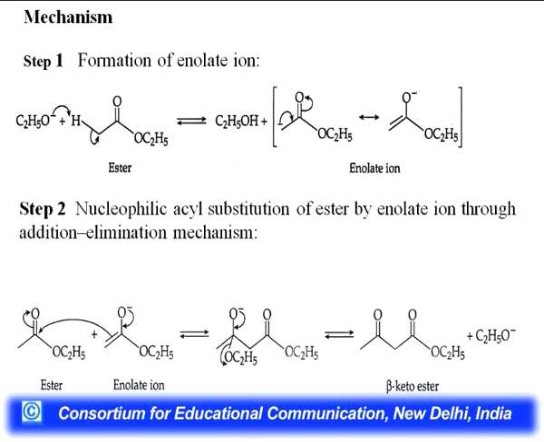Next step is the nucleophilic acyl substitution of ester by the enolate ion through an addition and elimination mechanism. You can see the enolate ion first formed in the first step will attack another molecule of ester, that is the acyl group, and on subsequent rearrangement gives the beta keto ester.